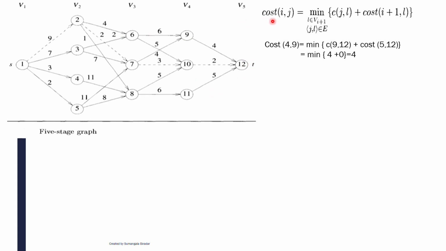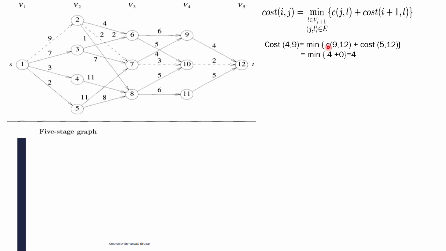Okay, so now here I'm considering the cost of which stage? Fourth stage. In the fourth stage, how many vertices do you have? 9, 10 and 11. First I am concentrating on getting the solution for 9. So cost of 4 comma 9. 4 is the stage number, and 9 is the vertex number here.